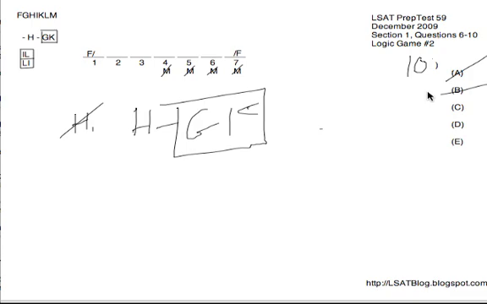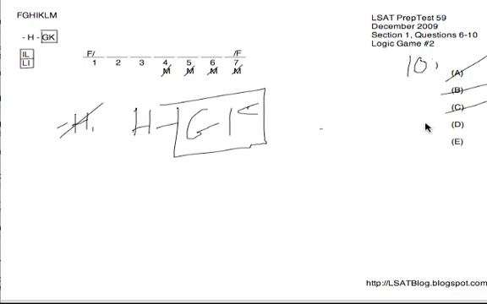Next, looking at C, H somewhere from 1 to 6. Well, that would still allow H to be first, and we know that H cannot be first. Additionally, H could never be on 6 in this game because it's got to have both G and K coming after it. So C is not limiting enough in that regard, and C is gone.